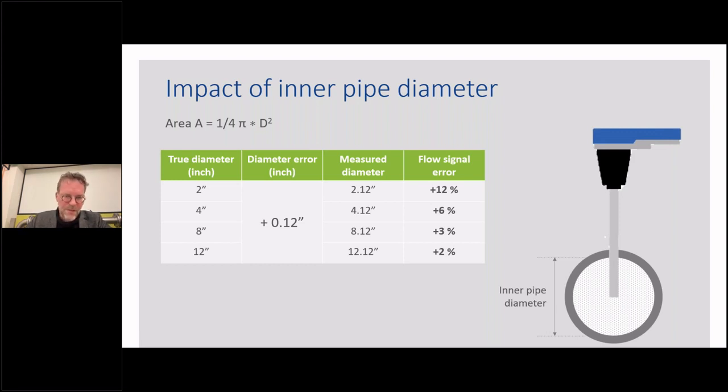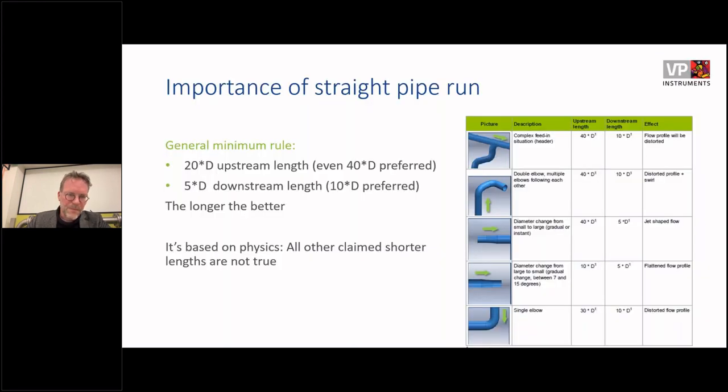And you can see here, if you have a small diameter, 2-inch, and you have a 0.12-inch error in your inner pipe diameter, it can already result in a 10% error. So be aware of that.